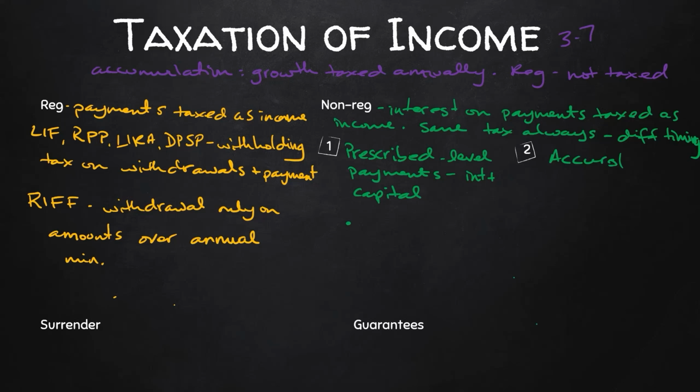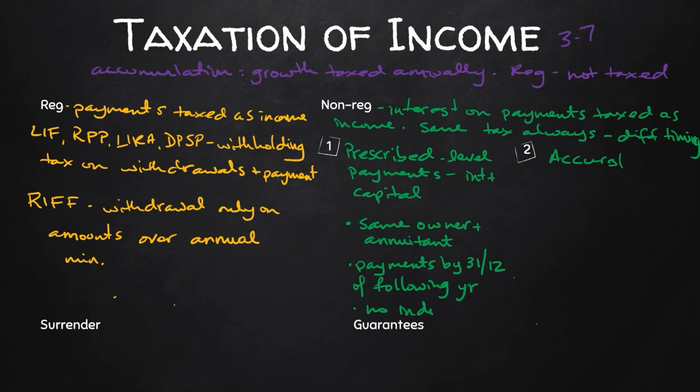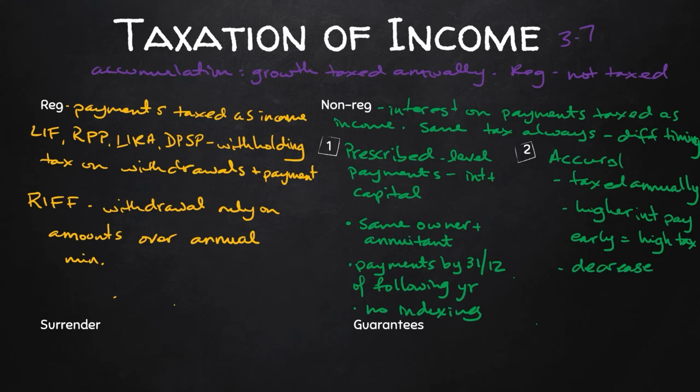Now, there are some rules that need to be followed in order to qualify for a prescribed annuity. The first is the same annuitant and policy owner, unless there's a joint policy with a spouse or a sibling. The payments must start before December 31st of the following year, and there cannot be any indexing. The second type, accrual, is taxed annually. There are higher interest payments early and higher tax, and that does decrease over time.